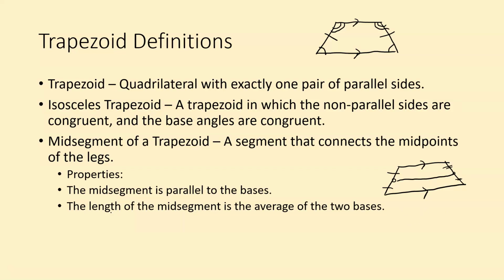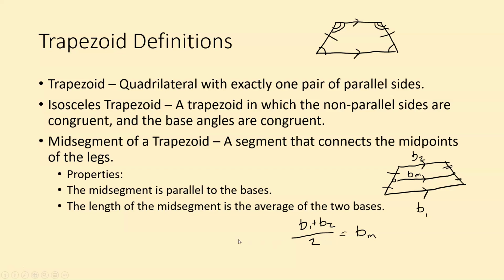Some properties of the midsegment. The midsegment is parallel to the other bases, so I can draw another arrow here. All three of these lines are parallel. And the length of the midsegment is the average of the two bases. So if we call this B1 and this B2, and call the midsegment BM, M for midsegment, your formula to find the midsegment is (B1 plus B2) divided by 2 equals BM, the midsegment.